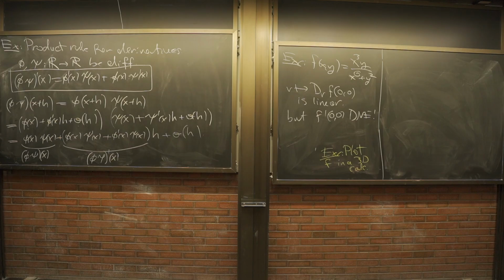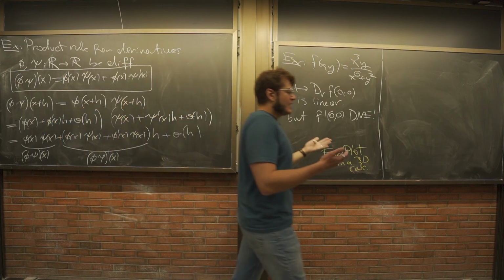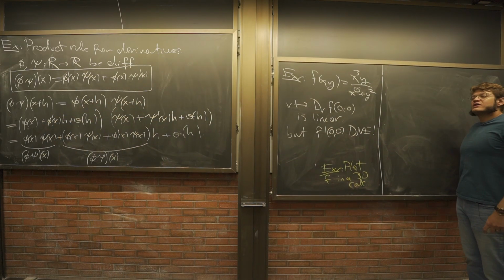Now I want to sort of change my perspective and somehow derive the same formula using multivariable calculus. Now, one way to do this is to figure out how to think of phi times psi as a composition of possibly multivariable functions. Well, one thing you can do is the following.